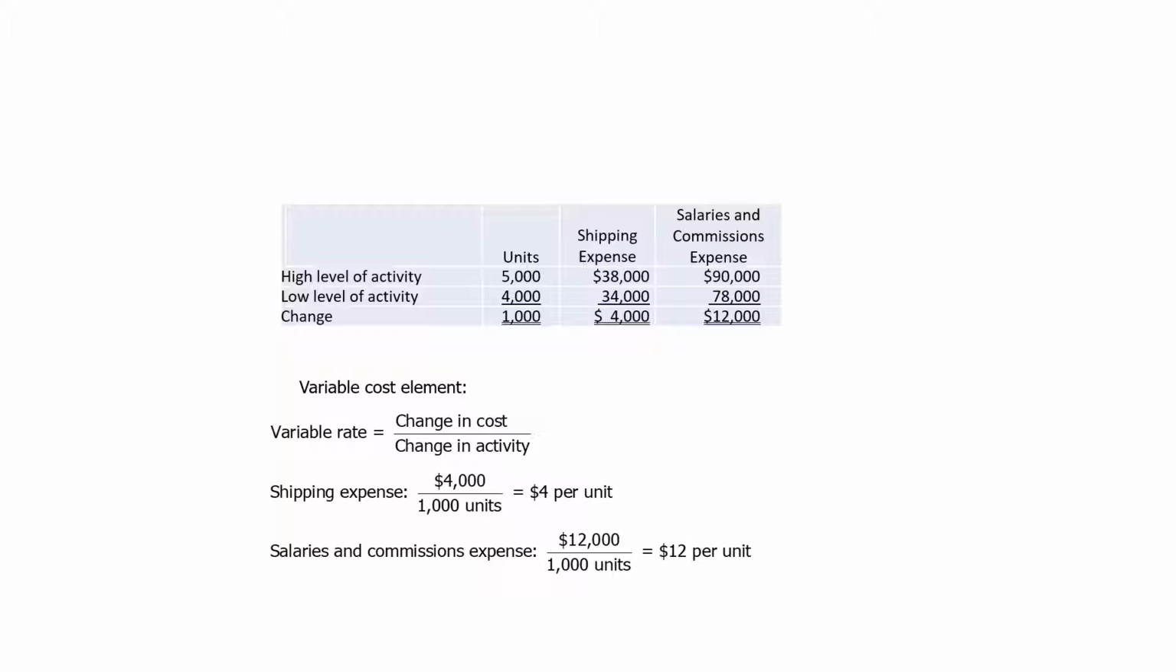We'll do the same process with sales and commissions expense. So take the high value of sales and commission, 80 from September, subtract the low value of 78, there's a $12,000 difference. And again, the September units were 5,000, July's units are 4,000, when the high and the low values occurred. So there are 1,000 units, the change in activity. So we divide the 1,000 units into the $12,000 high-low difference, and the variable portion of salaries and commissions expense would be $12 per unit.